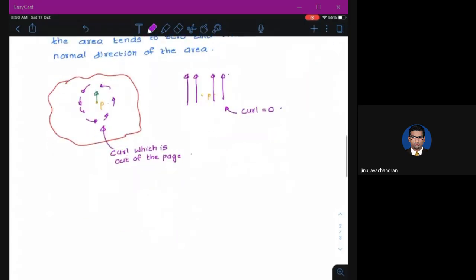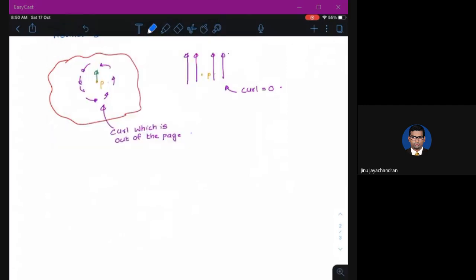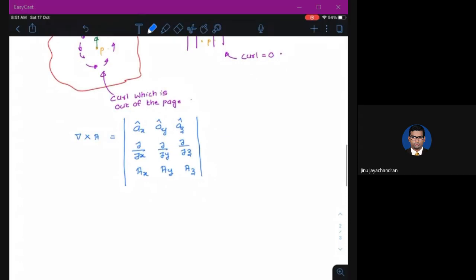Okay, now let's go to the mathematical part. So you can define curl, del cross A, in Cartesian coordinate system as the unit vectors a_x cap, a_y cap, a_z cap, then dou by dou x, dou by dou y, dou by dou z, then the components of A, capital Ax, capital Ay, capital Az, and the determinant of the complete thing. So this is called as the curl. Okay, so if you expand it, you will get finally the curl of A. So this is for Cartesian.